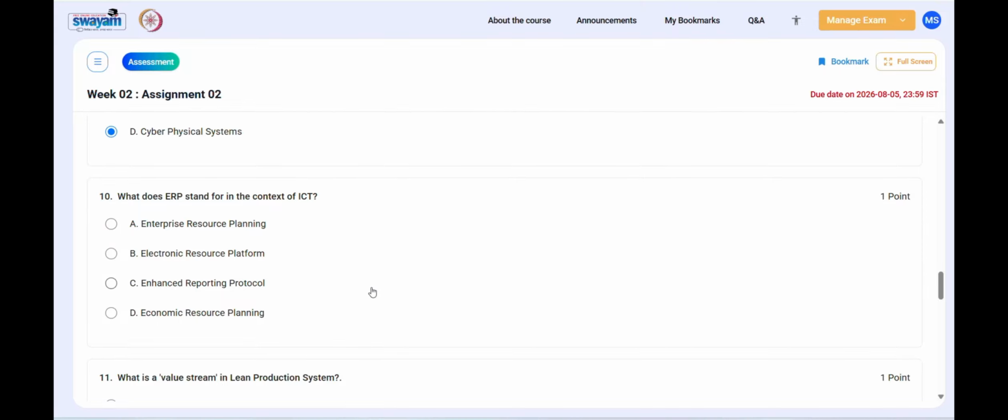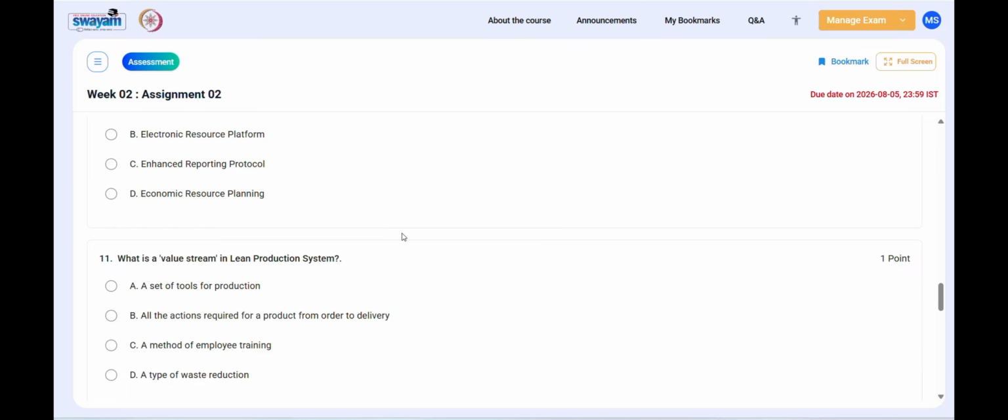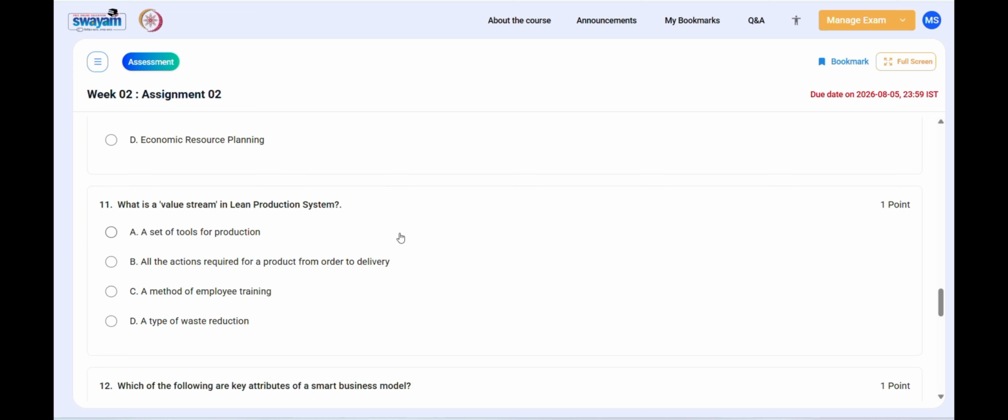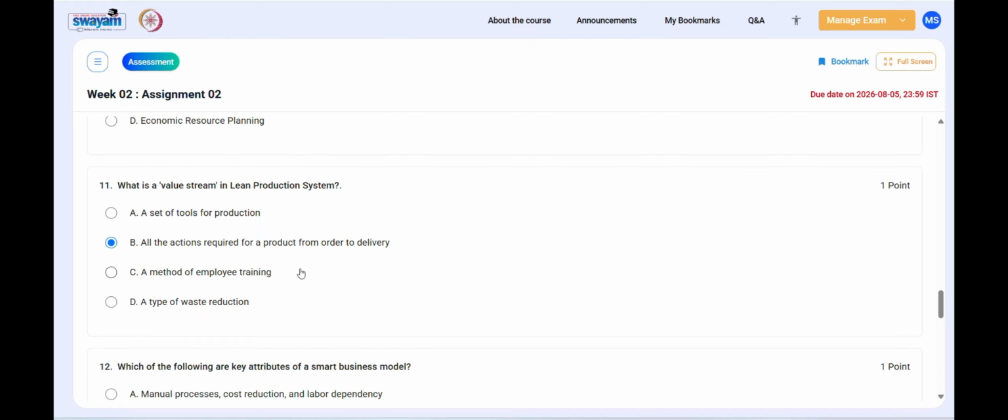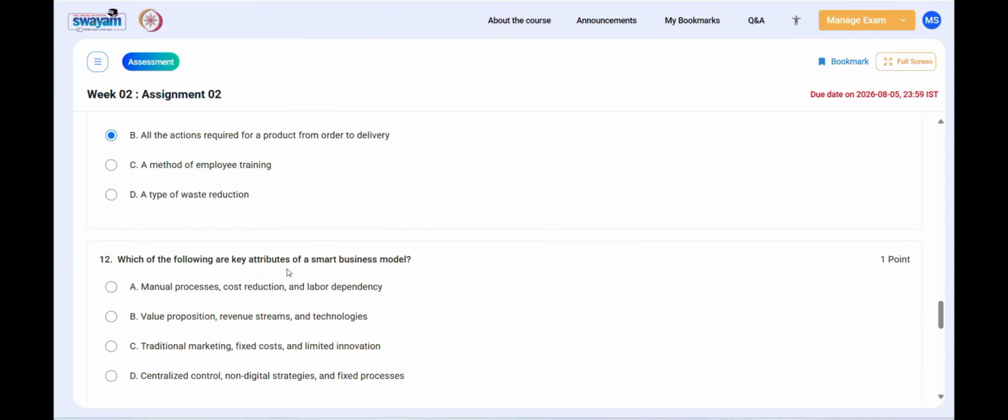ICT, so enterprise resource planning. Option A is correct. Then comes the 11th question: what is value stream in lean production system? So the answer is B: all the actions required to take a product from order to delivery.